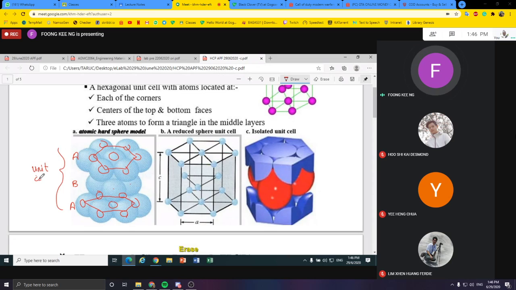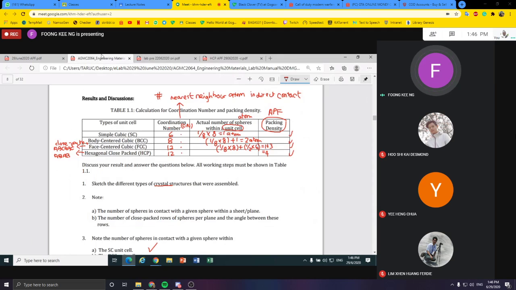And it's repeated because it's a 3D. Right, so there are 3 atoms here, you can see. So let's go back to your lab manual. What is the actual number of atoms that are used to form one HCP?